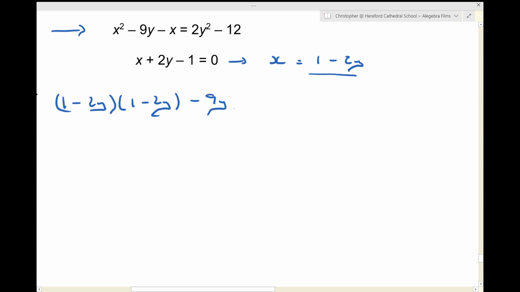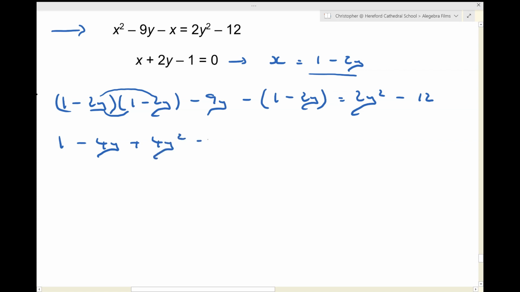Minus 9y minus an x. Now I'm going to put my x in a bracket because I need to be careful of my signs. So minus an x equals 2y squared minus 12. Right, let's expand this bracket on the left. 1 times 1 is 1. Minus 2y, so I'm going to have minus 4y, and then minus 2y times minus 2y is plus 4y squared. Minus 9y. Now, minus outside the bracket can give me minus 1 plus 2y equals 2y squared minus 12.